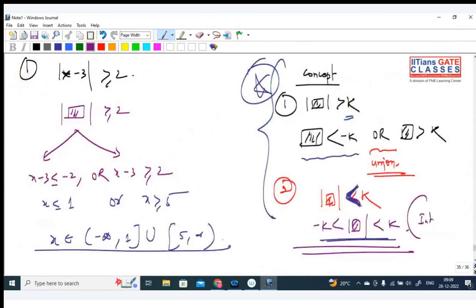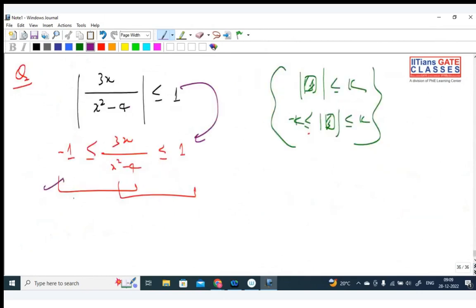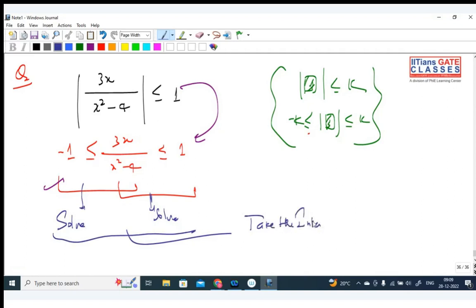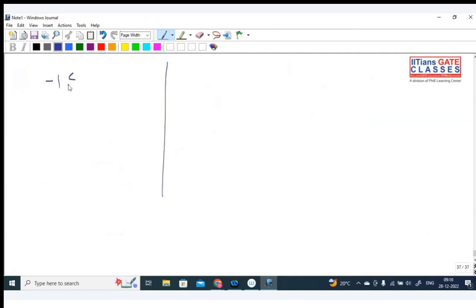Your roadmap is clear, okay? So solve for this. I have told you how to solve for this, right? So you can solve for this. Solve, and take the intersection. Okay. So we can take first 3x upon x square minus 4, and this is 3x upon x square minus 4.